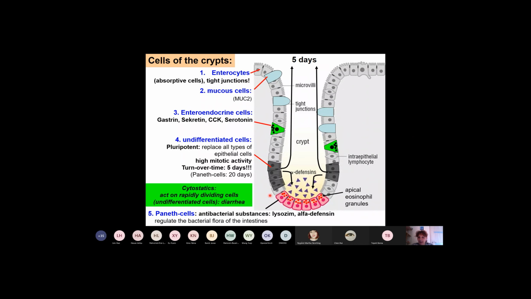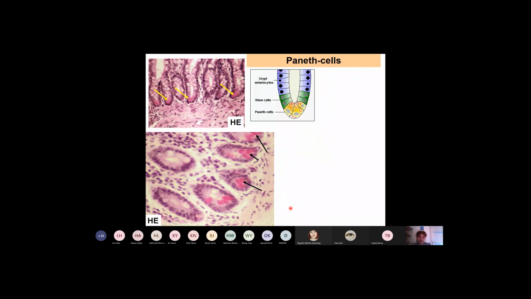Paneth cells are always found in the basal part of the glands, and they contain lots of strongly eosinophilic granules in the apical part of the cytoplasm, and they produce antibacterial substances like lysozyme or alpha-defensin. Yes, and we can see these cells very well in our slides.